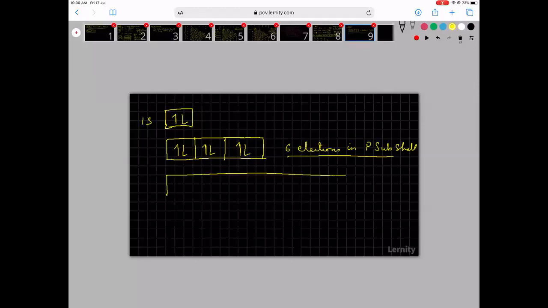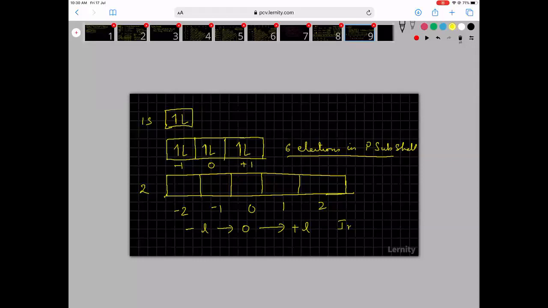Then in the d subshell, for p it is -1, 0, +1. For the d subshell, the L value is 2, which means it will be -2, -1, 0, 1, and 2. That means it will take values from -L through 0 to +L, only integral values. So in the d subshell you have 2 electrons this way, 2 this way, 2, 2, and 2. So the maximum number of electrons here will be 10.